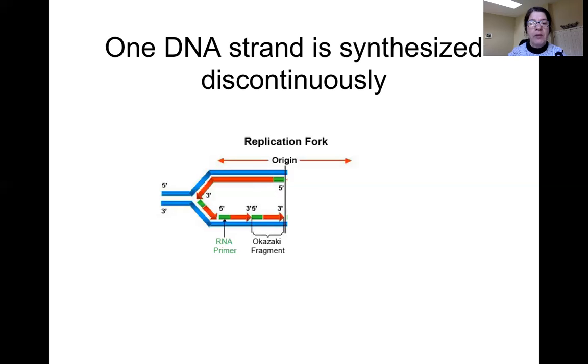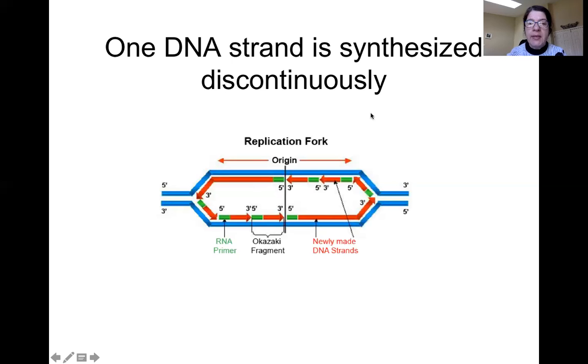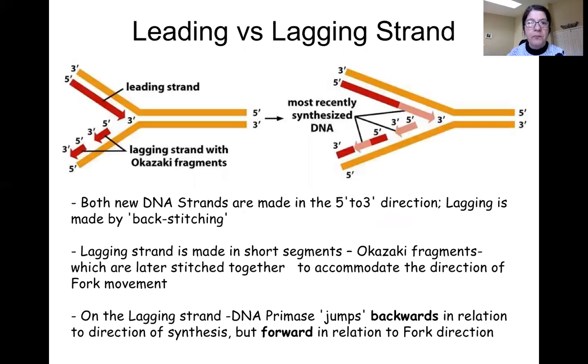All right. So the other fork, which is going in the opposite direction, will have the same problem, except because this other fork is moving this way, this one now is going to be the leading strand, which is made continuously, and this one is going to be made discontinuously. These fragmented syntheses are called Okazaki fragments because they were discovered by a scientist named Okazaki. Okay, so we need to distinguish between leading versus lagging strand.